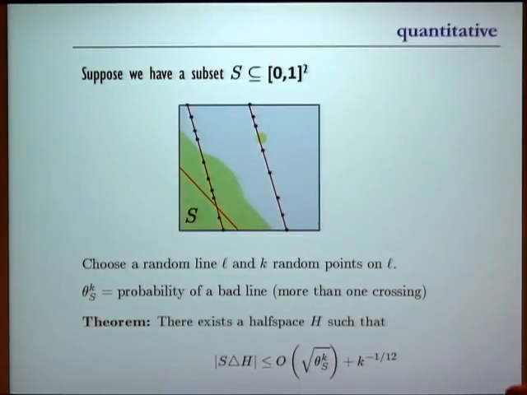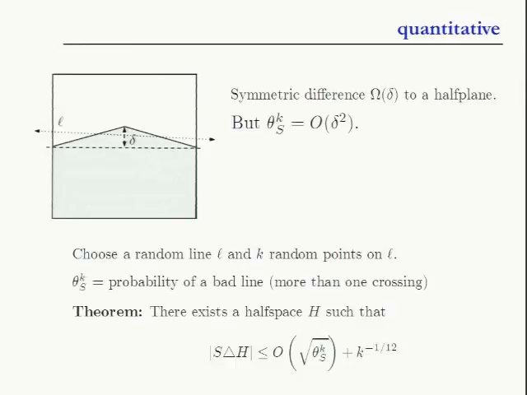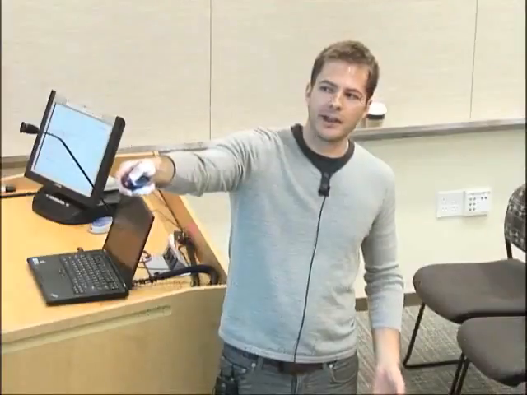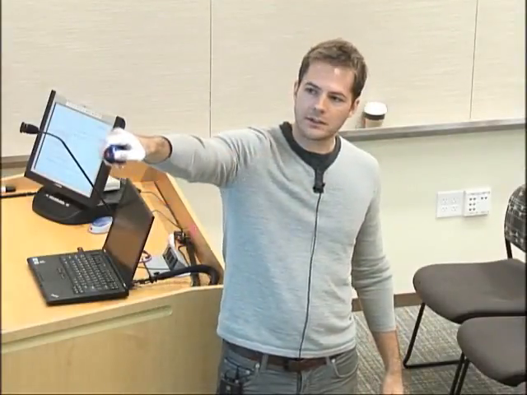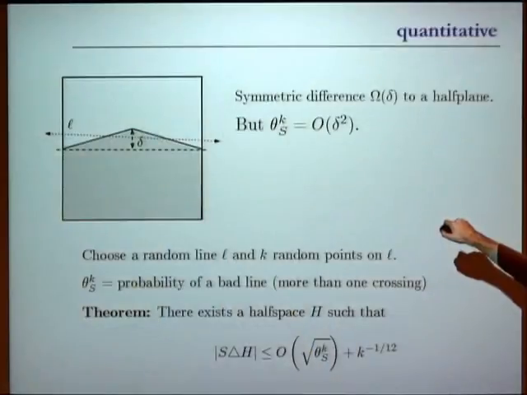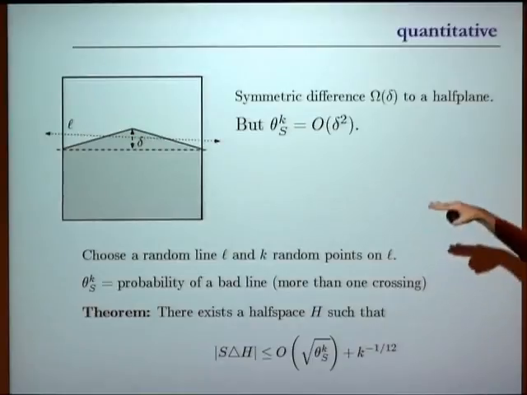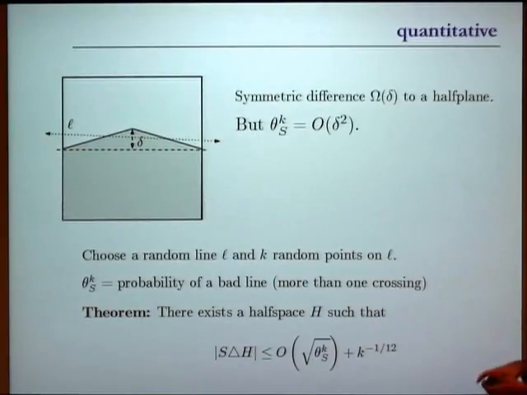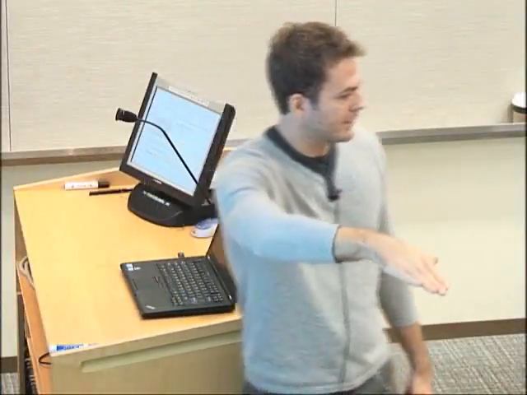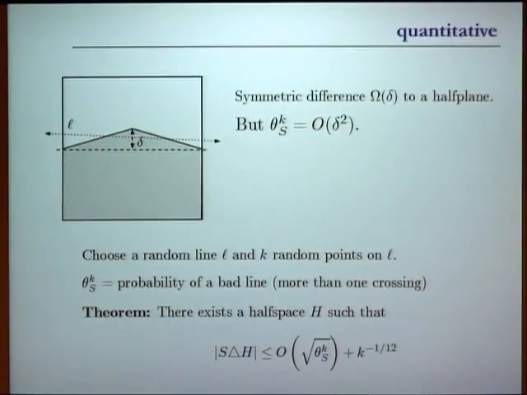And this is tight. So as you can see, for instance, if you take this set, then the area of the symmetric difference to the closest half space is about delta. You pay the area of this triangle up here. But the probability that you detect it is only delta squared. And the reason for that is that in order to detect this bump, the line has to be within this shift, which has only measure delta, but also the angle has to be correct, which is also another delta. So you get probability of detecting it of delta squared, and the symmetric difference is delta. So in fact, this square root dependence is tight.